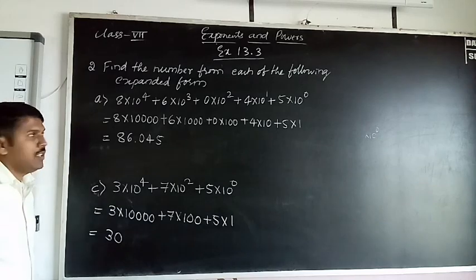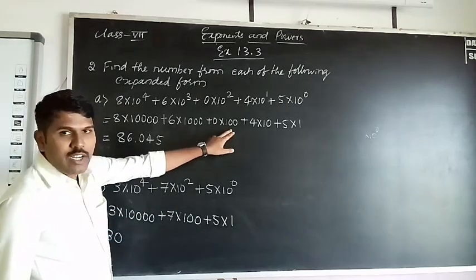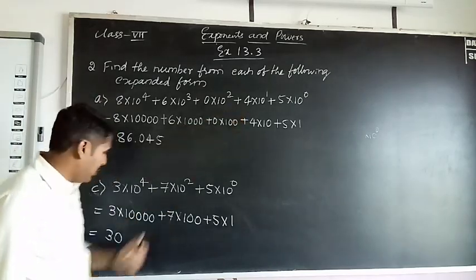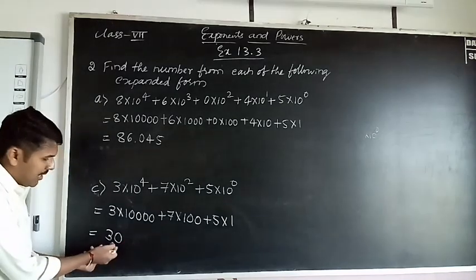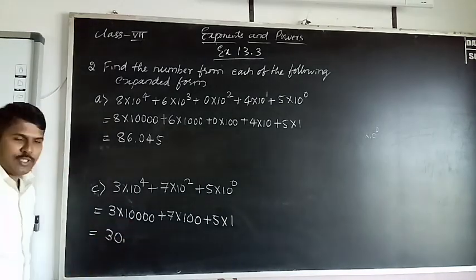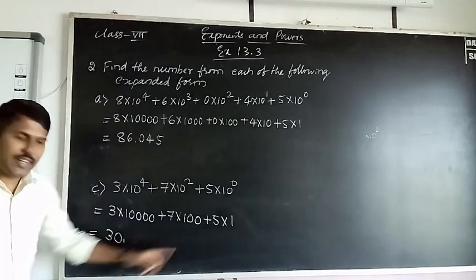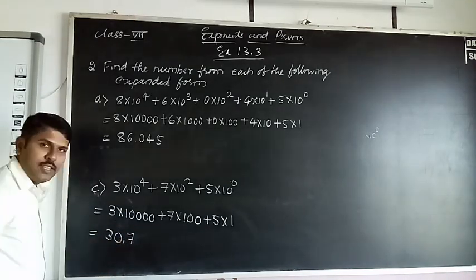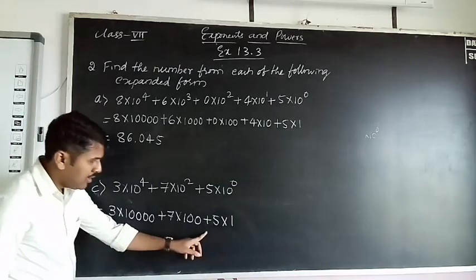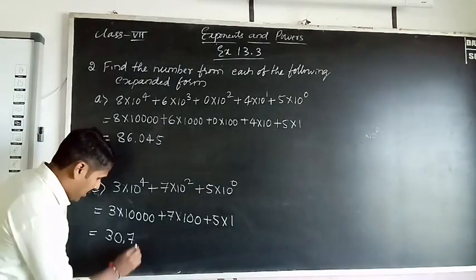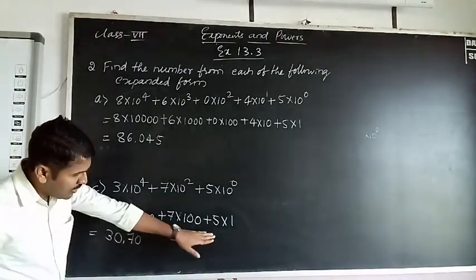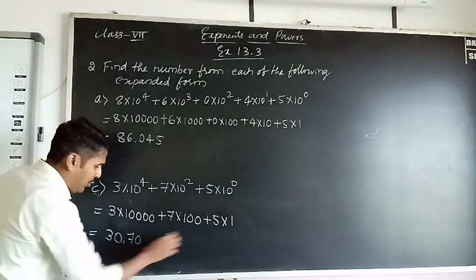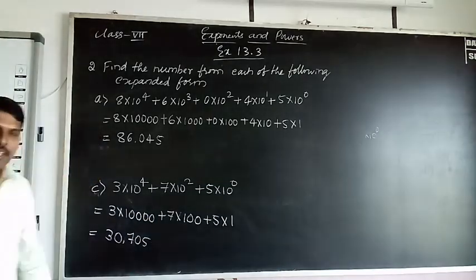Okay, you can write this 0 in the thousands place or you can leave it. So if there is no number, you can write it as 0. 30,000. So 7's place value is 100, so 700. 30,700. So here the tens place value is 0, because there is no number, so 0 will be available. 5 into 1 is 5. So what is the number?